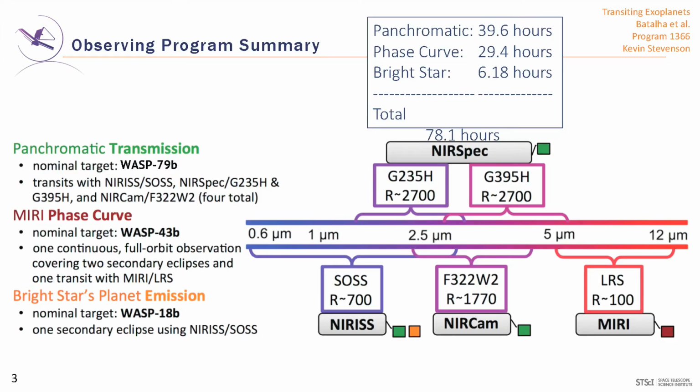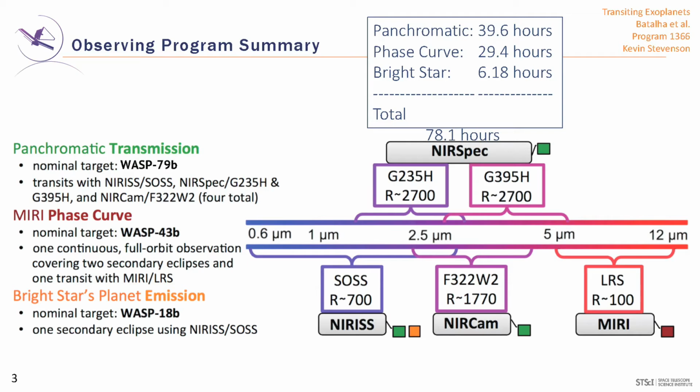Let me take a minute to talk about the observing program itself. We received a total of 78.1 hours. That doesn't seem to be showing up there. This was the largest program of all of the ERS programs awarded time. It was divided into 3 groups. The panchromatic transmission program was the first group, nominally looking at WASP-79b, which is a hot Jupiter planet on a short orbital period. The entire purpose of the observation is to obtain transmission spectroscopy observations. This is when the planet crosses in front of the star, using multiple modes.